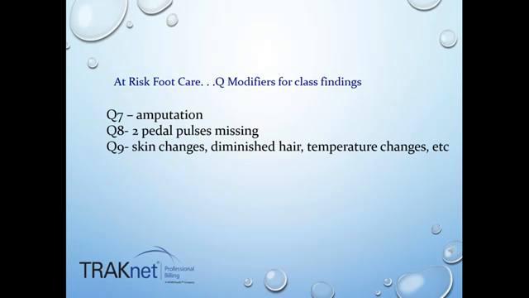So those at-risk foot care codes, those Q modifiers for class findings: the Q7 for an amputation, Q8 for 2 pedal pulses missing, and for Q9, the skin changes, diminished hair, temperature changes. So it's very important for you to make sure that you use that proper Q code. Just be diligent to that. I can't begin to tell you how many times I even see the improper use of that Q code that doesn't go along with the proper coding.